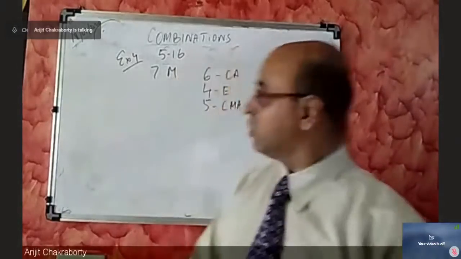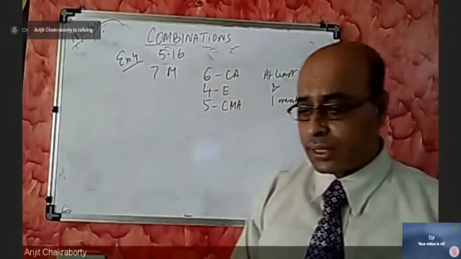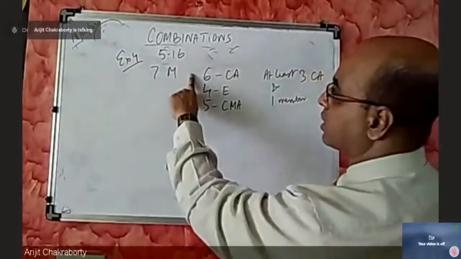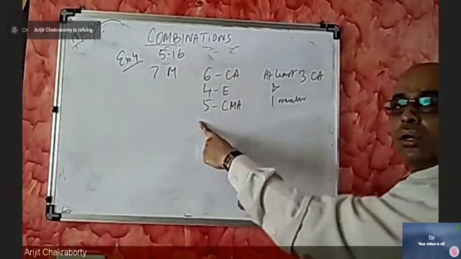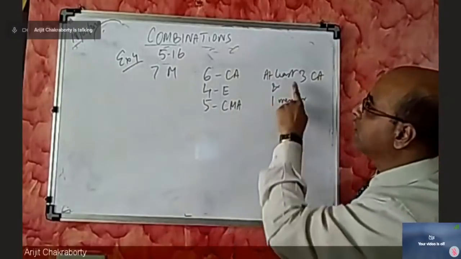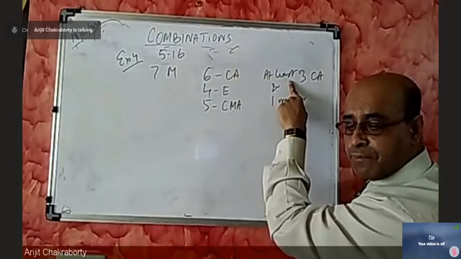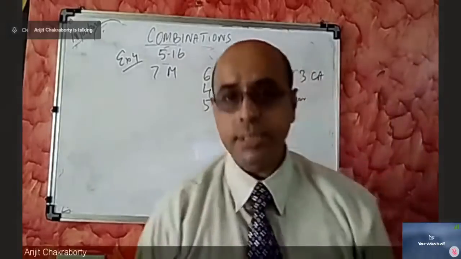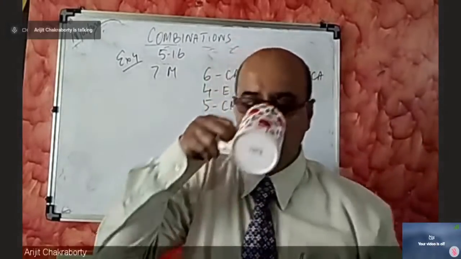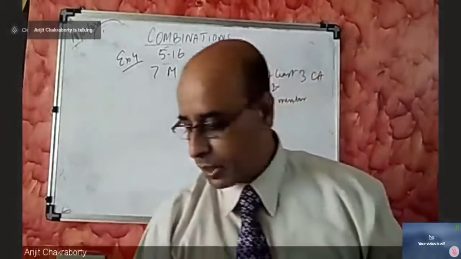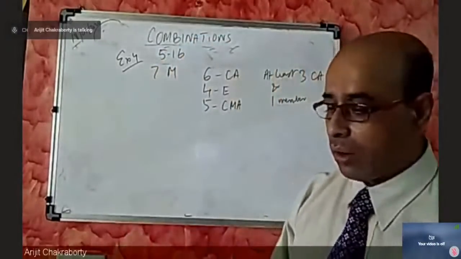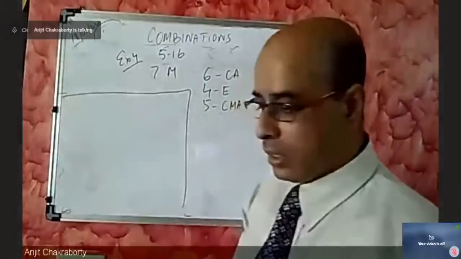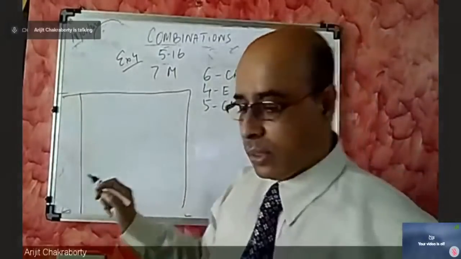So you have to create a committee of 7 members and you have to choose them from 6 chartered accountants, 4 economists and 5 cost accountants, such that you have at least 3 chartered accountants and there must be at least 1 member from each of the groups. Okay, so let's see the various ways of selecting the group. So we draw a table. Now, what can be the possible ways of selecting?